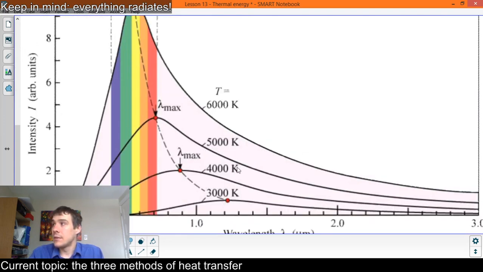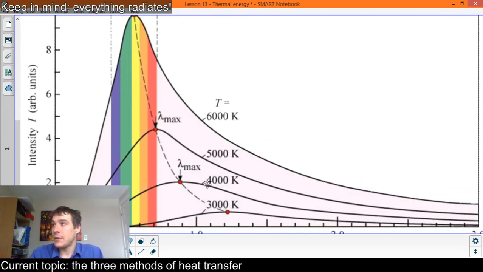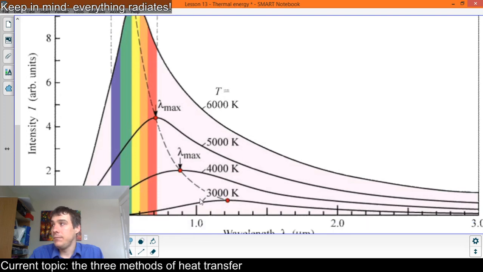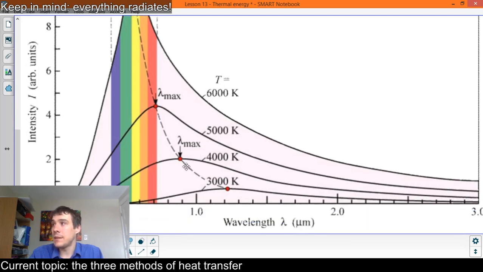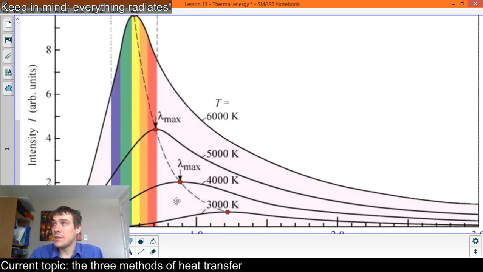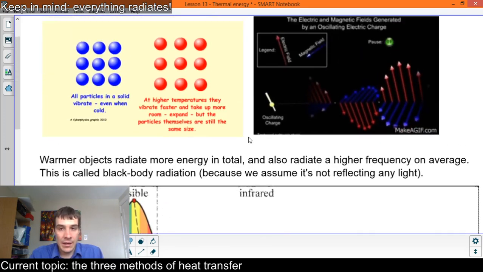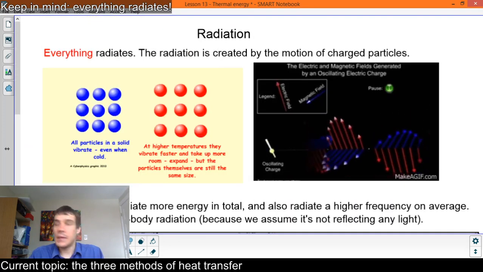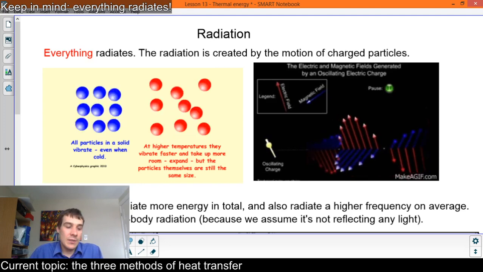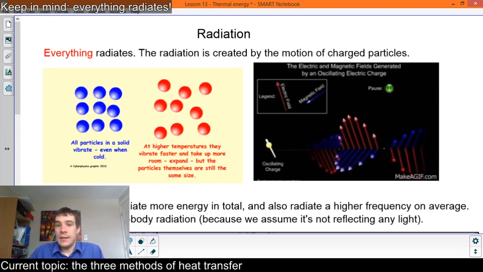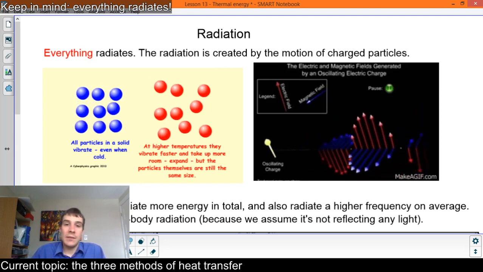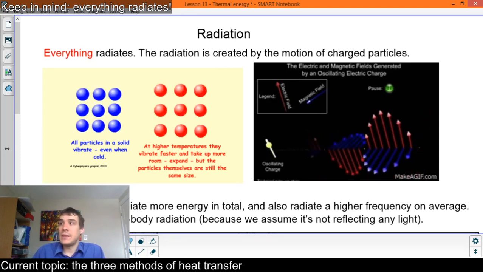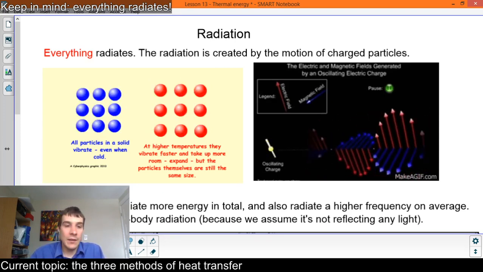This is a cool graph of the hotter the temperature, the lower the wavelength is going down, and the more total energy gets radiated as well. So because radiation is basically just a light wave, it can travel through space. It can travel from the sun all the way to us. None of the other ones can.